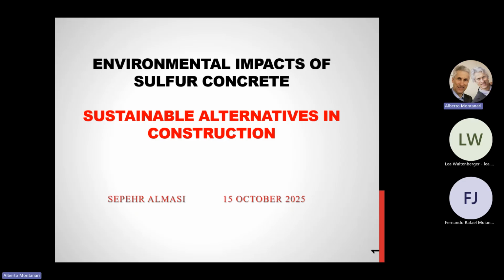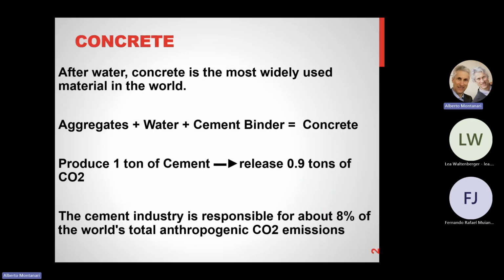Good afternoon, everyone. I want to tell you about the environmental impacts of sulfur concrete. Why sulfur concrete? With respect to CO2 emission. First of all, I want to introduce briefly the concrete. After water, concrete is the most widely used material in the world.